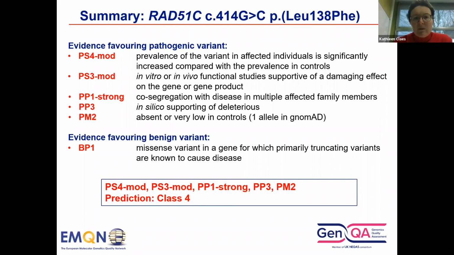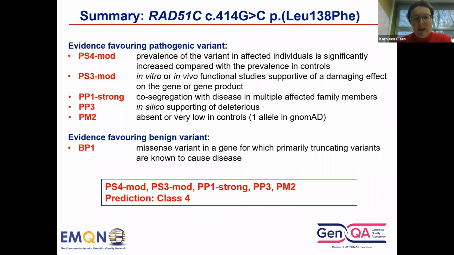Then co-segregation with disease in multiple affected family members, together with loss of heterozygosity in many tumors. That's why I applied PP1 strong. In silico predictions were all hinting towards supporting a deleterious effect, and then the very low frequency in gnomAD.